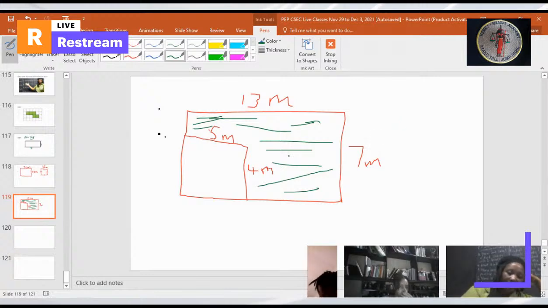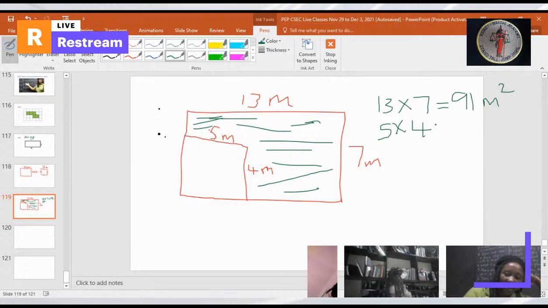All right, so you're saying if we want this area here, we would have 13 times 7. So you'd find the area of the big rectangle, and that gives 91 meters squared. And we're going to find the area of this section, you're saying. Yes, 5 times 4, 5 meters times 4 meters, and that will give 20 meters squared, right?